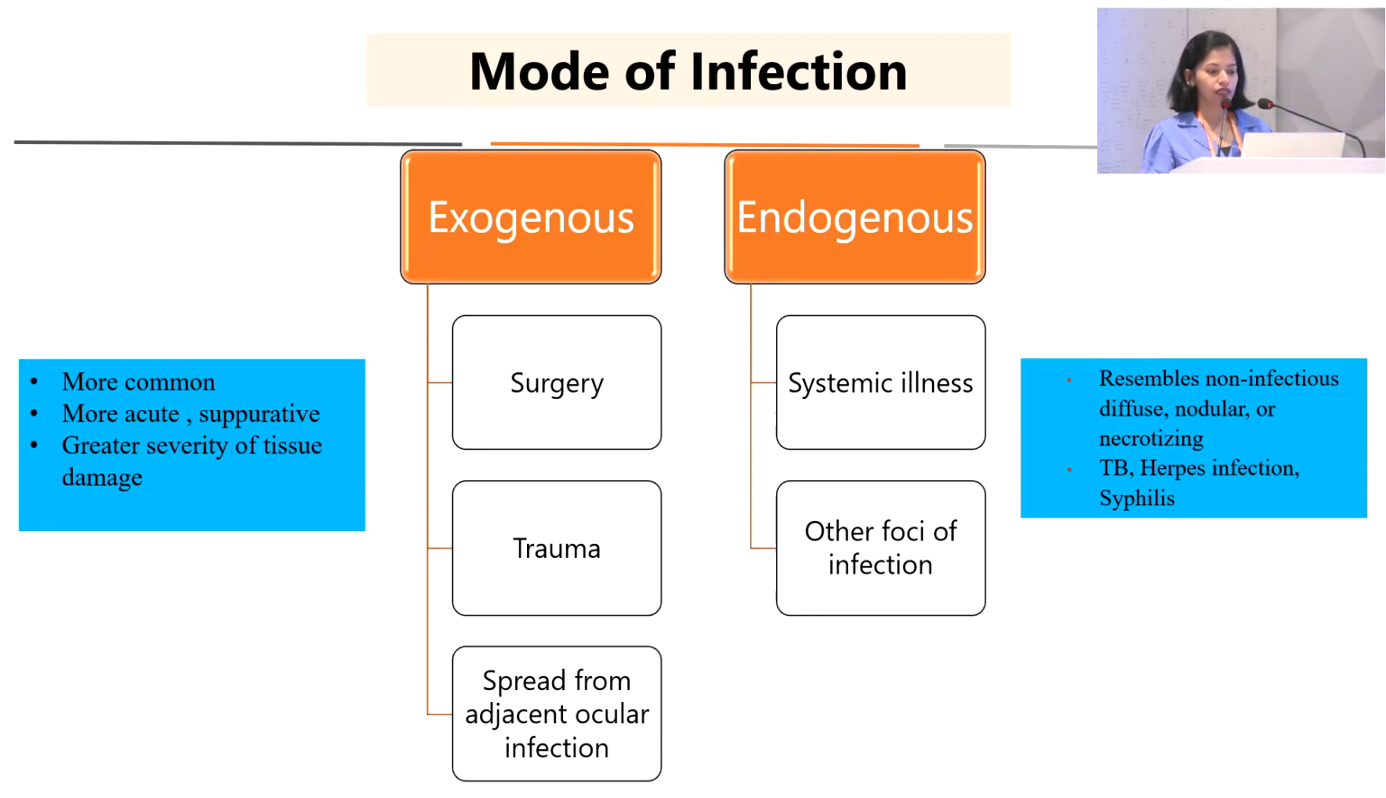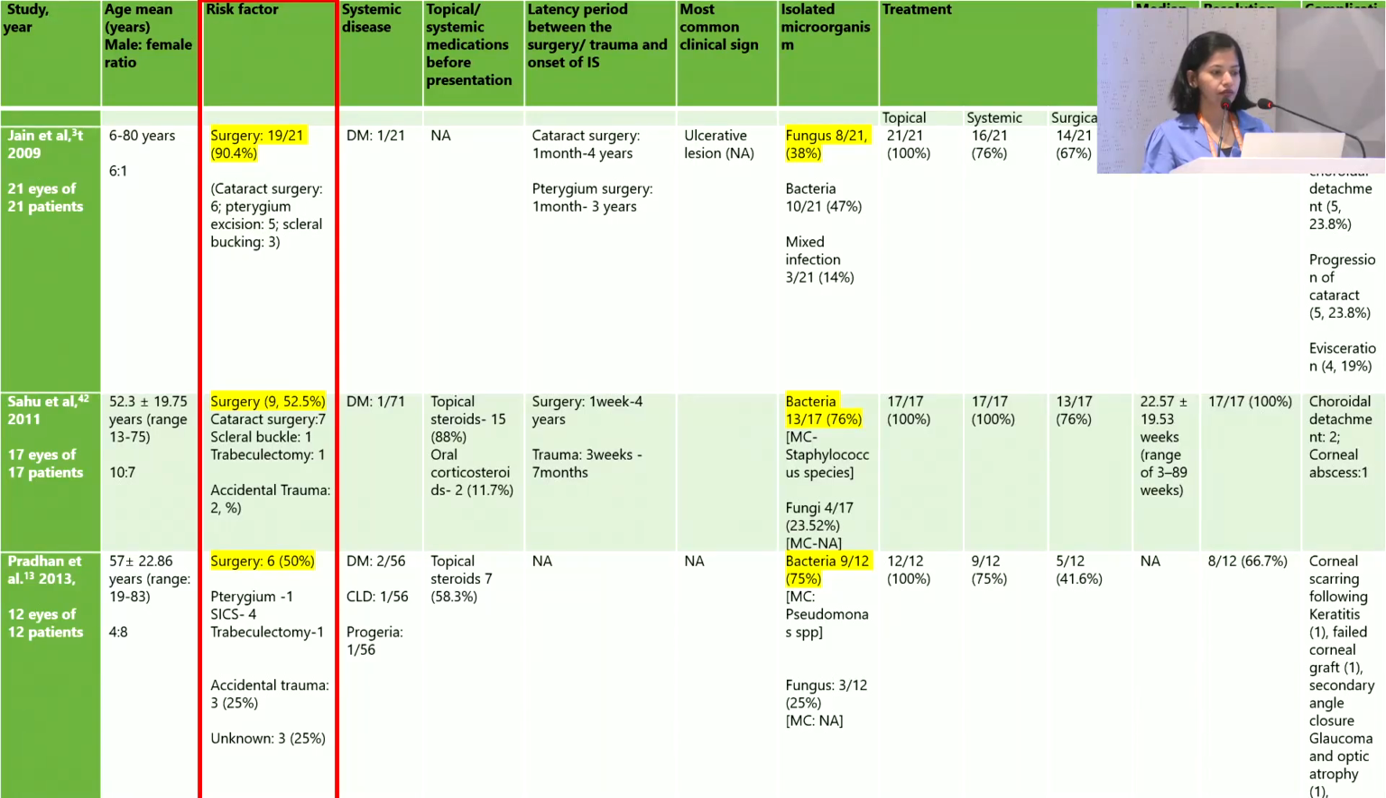The exogenous being most commonly surgical trauma, post-surgery, or trauma from vegetative matter, or spread from adjacent ocular inflammation. And these cases have greater severity of tissue damage. The endogenous causes are systemic illnesses like tuberculosis, herpes, or syphilis, and these mimic more of the immune-mediated variant. Various studies reported from India show that surgery has been the most common cause, and fungus and bacteria have been higher in the list.